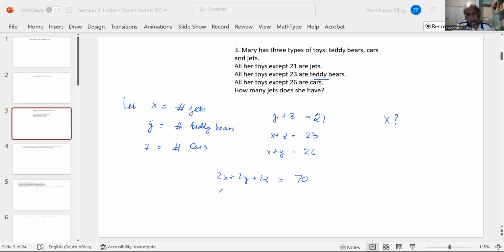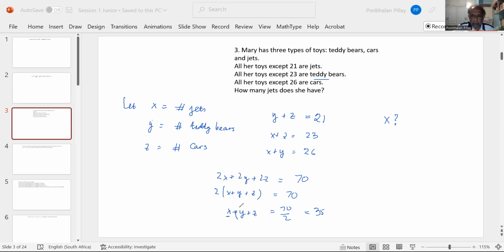So 2x plus 2y plus 2z, if you take 2 out, this is the same as 2 into x plus y plus z. When you expand this, you get that. Then you get x plus y plus z is equal to 70 divided by 2, as we saw earlier on, and that is 35. Right? So you wanted x, so you needed x.